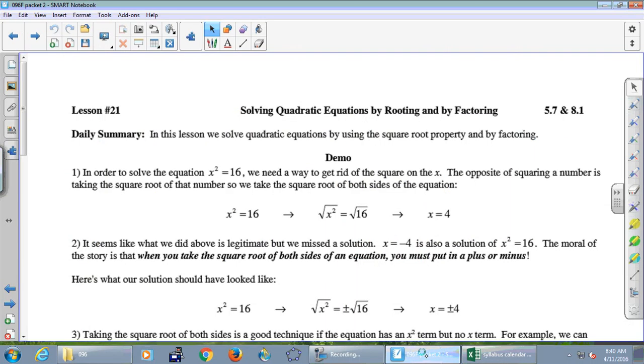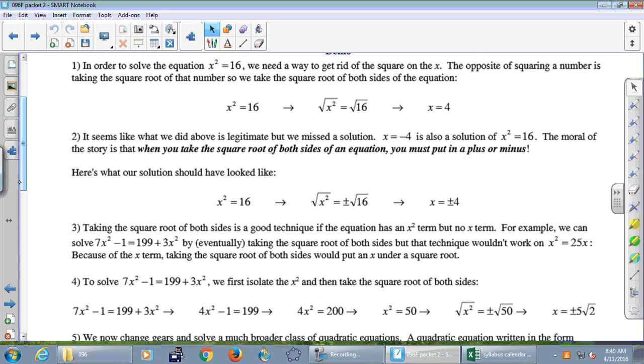Okay. So starting here with our daily summary, in this lesson we solve quadratic equations by using the square root property and by factoring. So let's take a quick look at number 1. In order to solve the equation x squared equals 16, which is easy to just look at and know the answer, right? But we want a technique that we can apply to tougher problems than this one. We need a way to get rid of the square on the x.